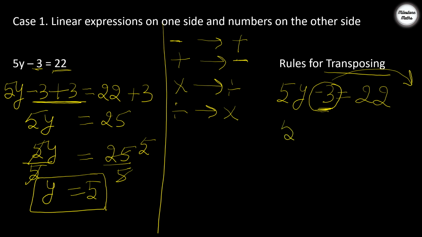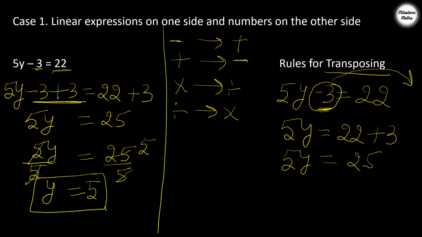So now here in 5y, the minus 3 is transposing to the other side, so on the other side it will become plus 3. Now 5y equals 22 plus 3, which is 25. Now we have to remove this 5, and this 5 is being multiplied over here. So multiplication will be changed into division.